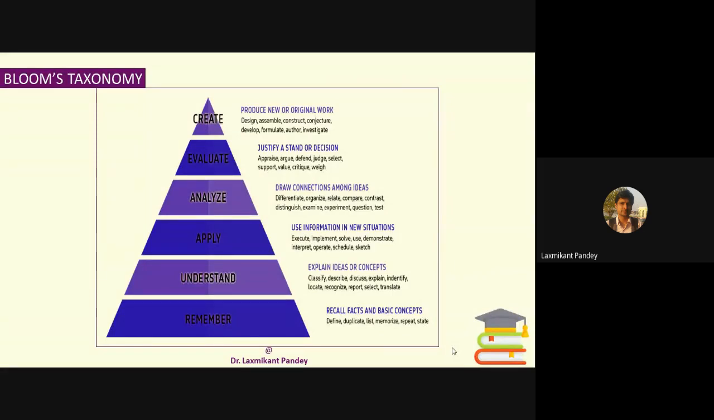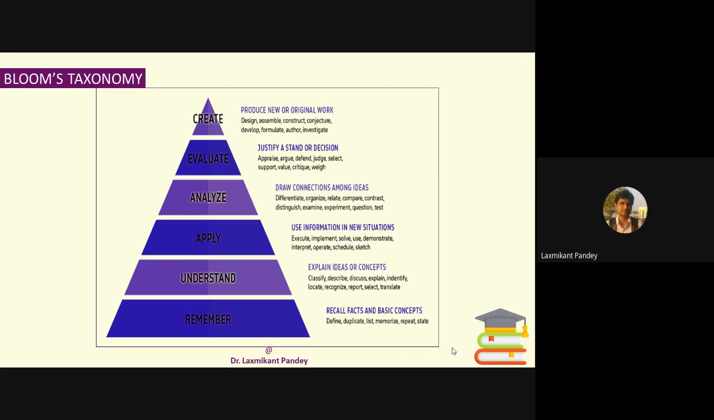Now the fourth point is analyze. By this you can draw connections among the ideas. So there are differentiate, organize, relate, compare, contrast, distinguish, examine, experiment, question, test. Now the second last is evaluate, and the last is create. Evaluation and creation are very important.